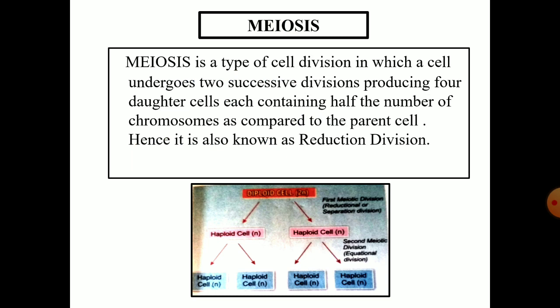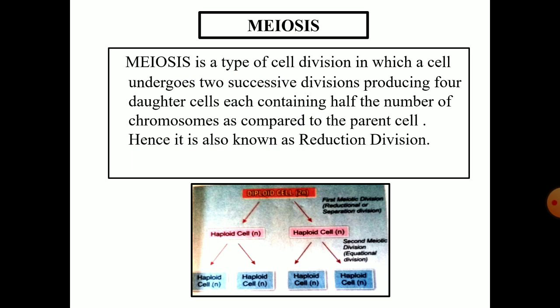Meiosis. This is the other method of cell division and it takes place only in the gametes, that is, in the sex cells. In females, the ova, and in males, formation of sperms. Meiosis is a type of cell division in which a cell undergoes two successive divisions, producing four daughter cells, each containing half the number of chromosomes as compared to the parent cell. Hence, it is also known as reduction division.